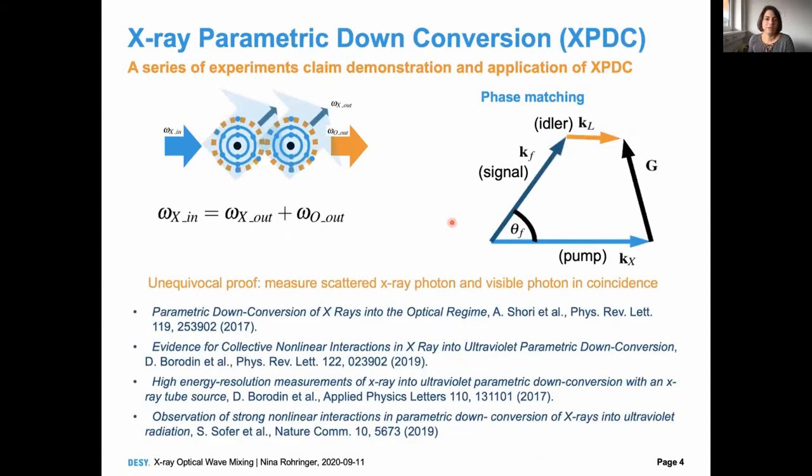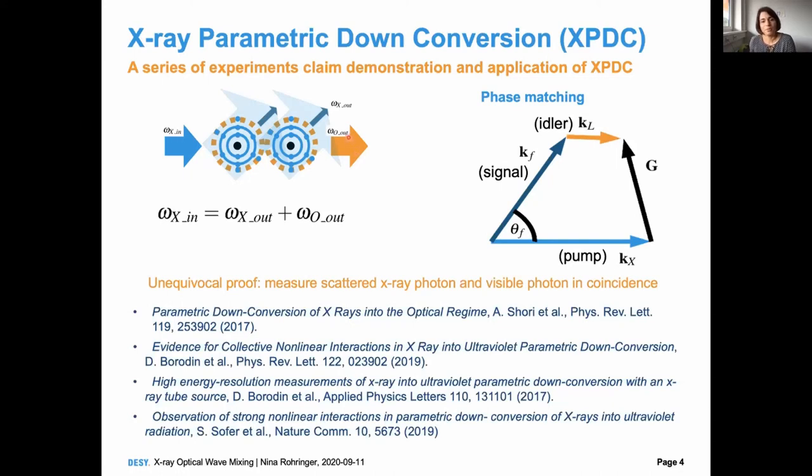Another parametric X-ray effect is X-ray parametric down conversion, and I will focus my talk on this effect today. So the advantage of this effect is that you would not need an optical laser, but you just have an X-ray beam that impinges on your sample, and you hope for a parametric spontaneous process to happen that produces an outgoing X-ray with a slightly reduced energy and an optical photon. So in order to measure that process, you would actually need to measure the outgoing X-ray photon and optical photon in coincidence for really having an unequivocal proof of this process to happen.